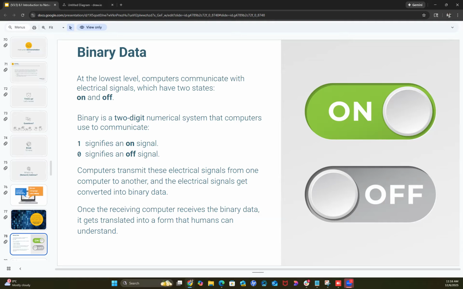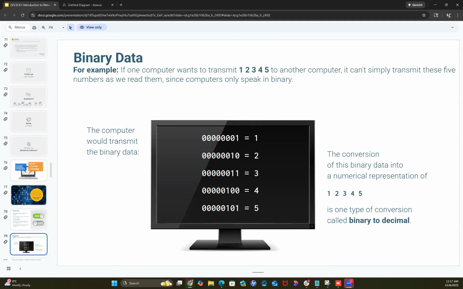Once the receiving computer receives the binary data, it gets translated into a form the human can understand. For example, if a computer wants to transmit 1, 2, 3, 4, 5 to another computer, it cannot simply transmit these 5 numbers as we read them, since computers only speak in binary. So the computer transmits the binary data.